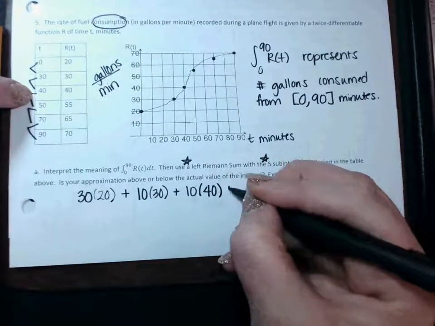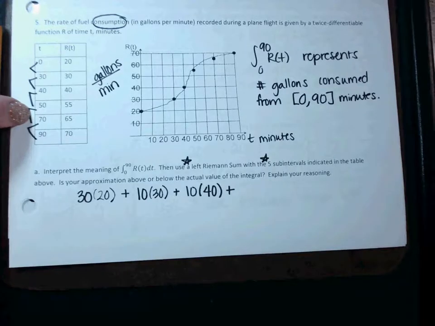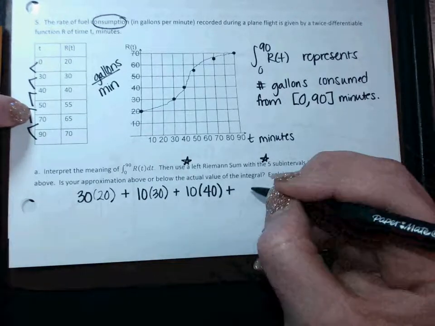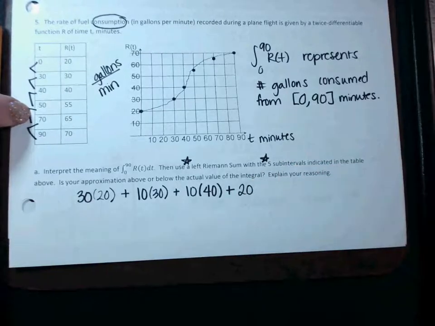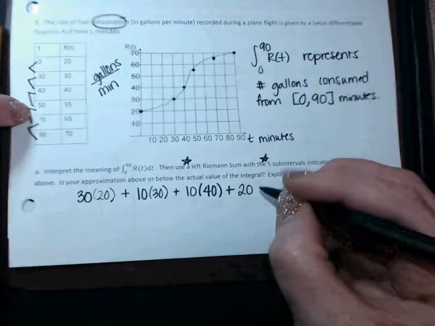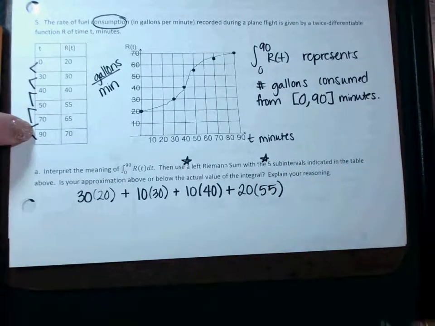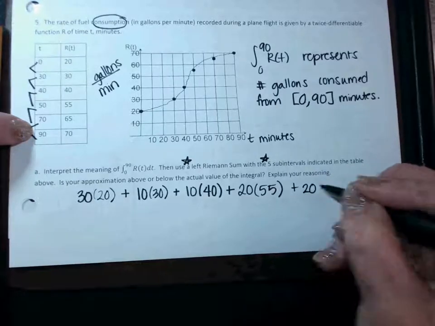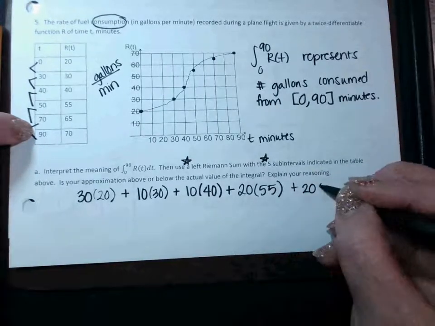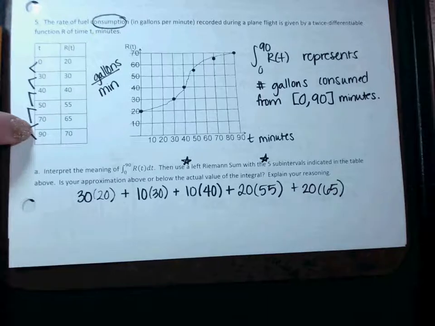40. Okay, next one. We're on the 4th rectangle. From 50 to 70, how wide is that? 20. And which is the left y value? Would I choose 55 or 65? 55. And then for 70 to 90, how wide is it? 20. And which endpoint? 65. Okay, then next question.